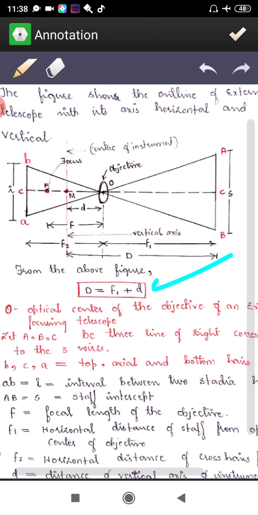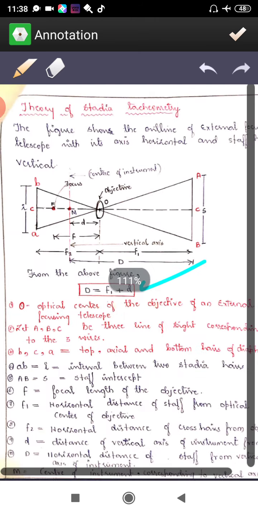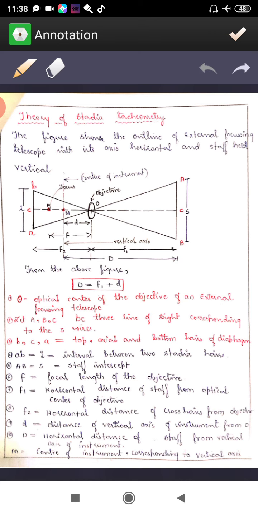I elaborated all the points there, whereas O is the optical center, and A, B, C are the three lines of sight corresponding to the three wires, right?